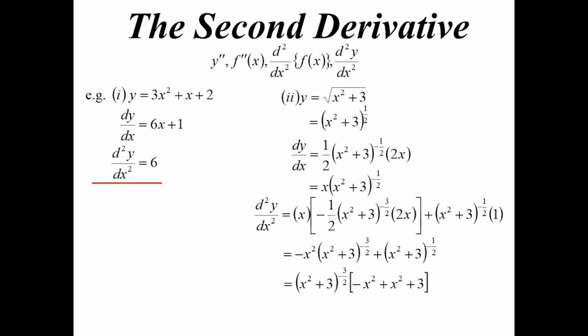And I've now put it into a much nicer looking format, putting it all back with surds. So it's 3 over x squared plus 3 to the power of 3 on 2. 3 on 2, 1 and a half. So it's x squared plus 3 to the power of 1 times x squared plus 3 to the power of a half, which is the square root of x squared plus 3. And there it is in a beautiful looking format, our second derivative.